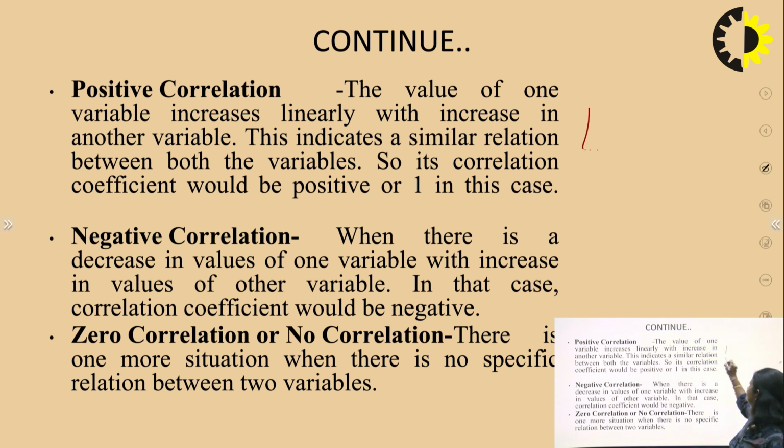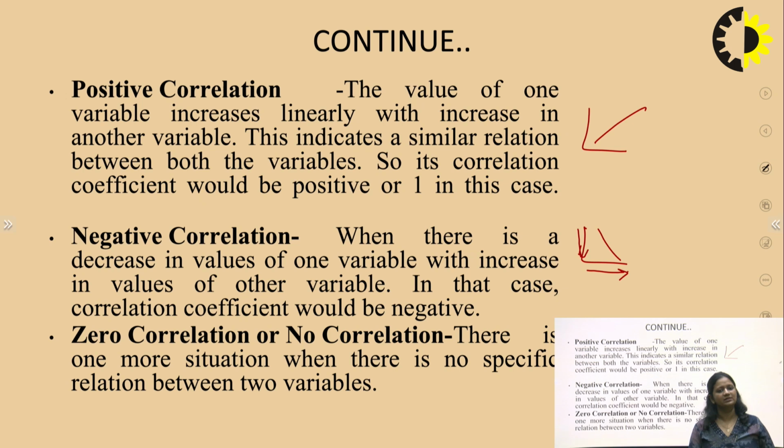Okay, like this. When there is a decrease in the value of one variable and the other value increases. In this, the value of y decreases and the value of x increases. So this is a negative correlation, because one value is increasing and another value is decreasing. Zero correlation or no correlation means there is no specific relationship between these two variables. These two variables have no relation, which is known as zero correlation, or no correlation.